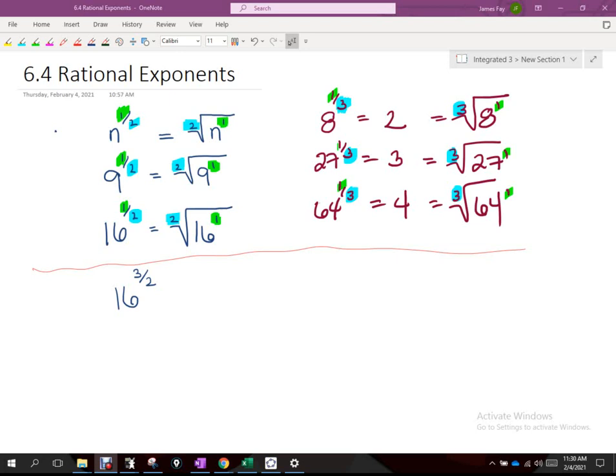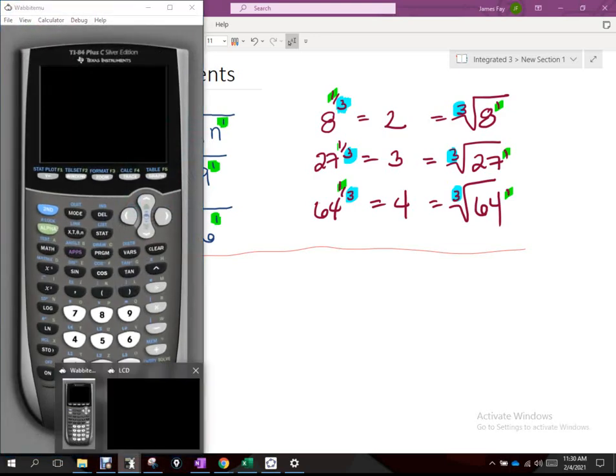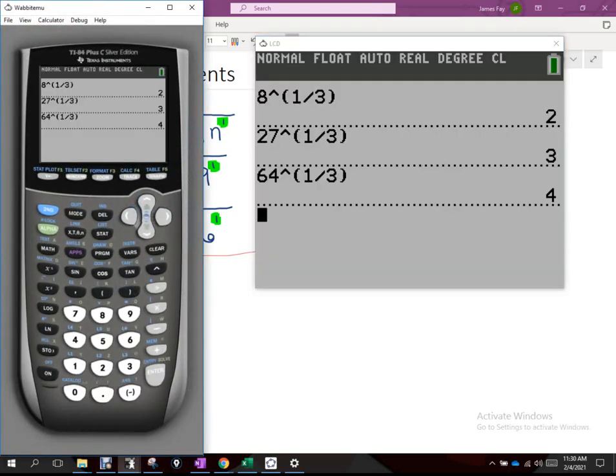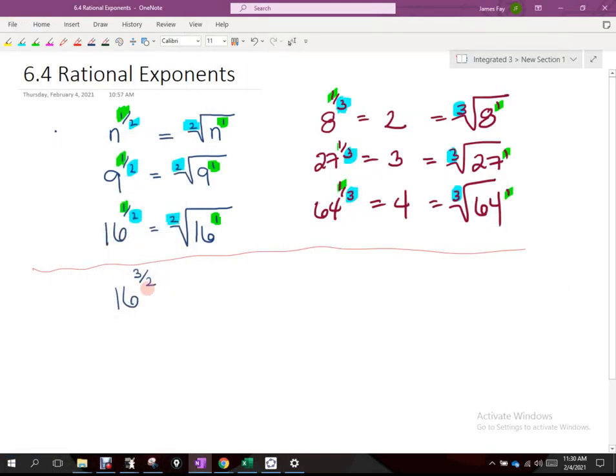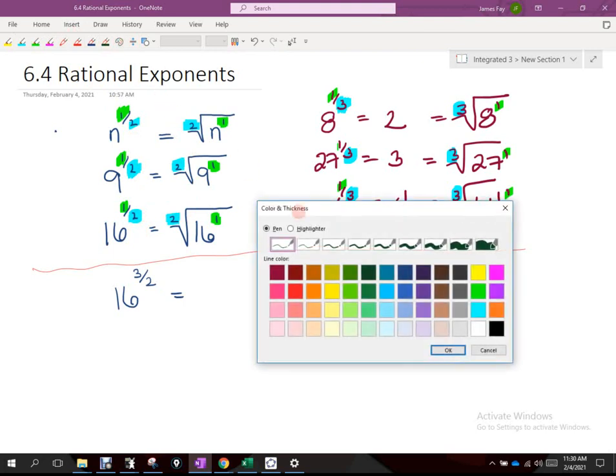Well, if we type in 16 raised to the 3 halves, 16 raised to the 3 over 2, that gives us 64 in this case, right? So let's do this real quick. Let's follow the same pattern that happened with these numbers up here. Now, the numerators are a little bit different, but where did this denominator go, these blue numbers, when I wrote this as a radical?